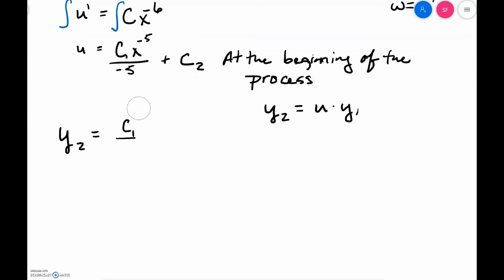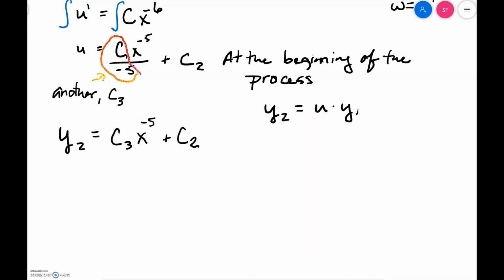Actually, let me back up a step. This is going to be just another c. Let's make it another arbitrary constant. Let's make it c3. So we've got c3 x to the negative 5th plus c2, and that's going to get multiplied by our original answer, which we said was x squared. So we now have c3 x to the negative 3 plus c2 x squared.